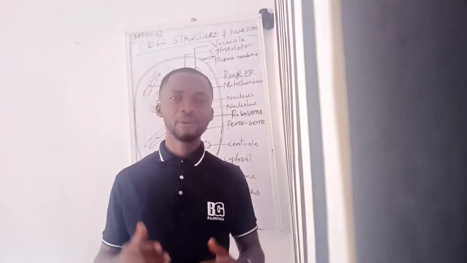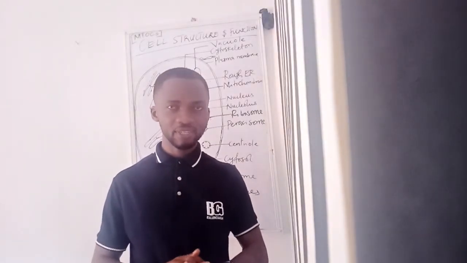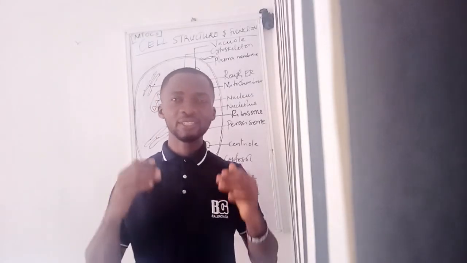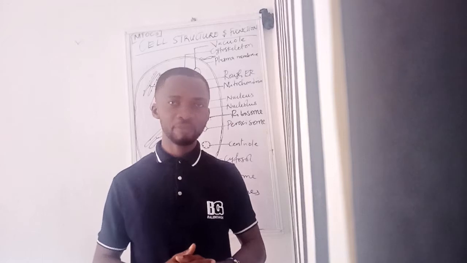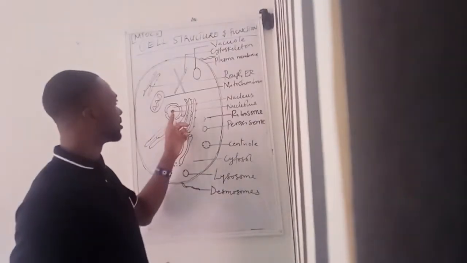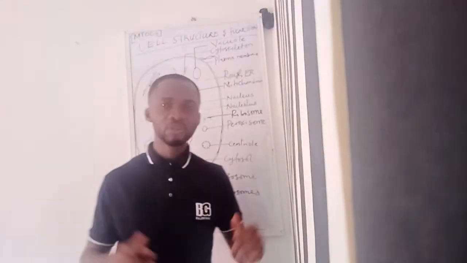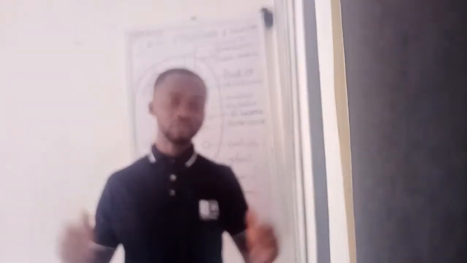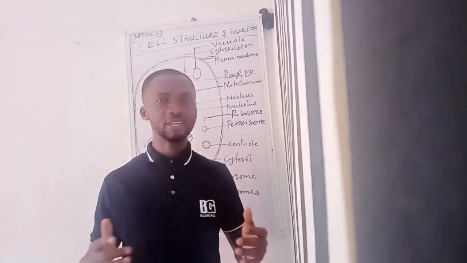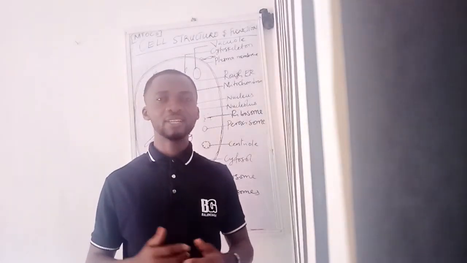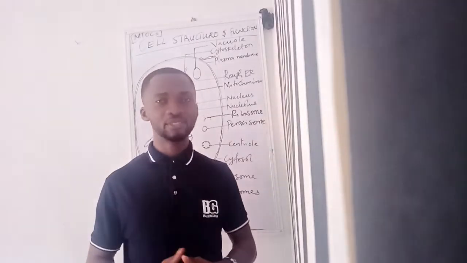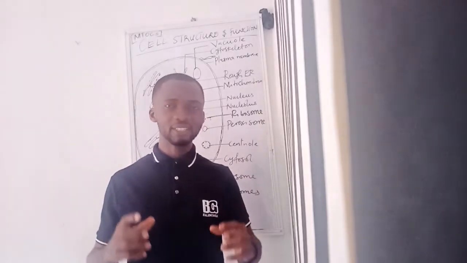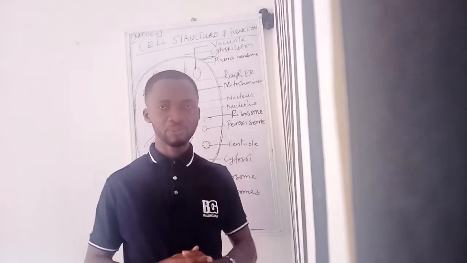But like I said, my major emphasis in today's class is to look at some of these cellular organelles and the function that they perform. We're going to start with the nucleus. Now, the nucleus was discovered by Robert Brown in the year 1831. And even though he discovered this nucleus, he didn't know the actual function that the nucleus performs.